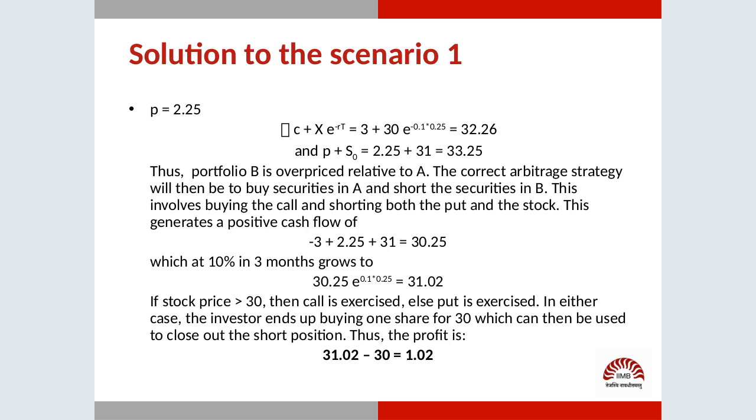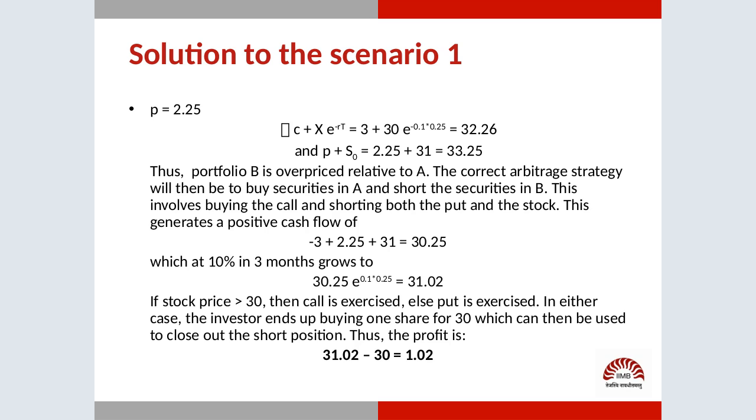On maturity, the stock price can be greater than 30 or less than 30. Remember, 30 was the strike price. So I do not know what it will be. If the stock price is greater than 30, remember I have a call. I will exercise the call, which means I will buy the asset at 30 when the market price is more than 30. Where will I get the 30 from? Remember, I have 31.02 in cash. So I pay 30 out of the 31.02, and therefore I am left with 1.02.